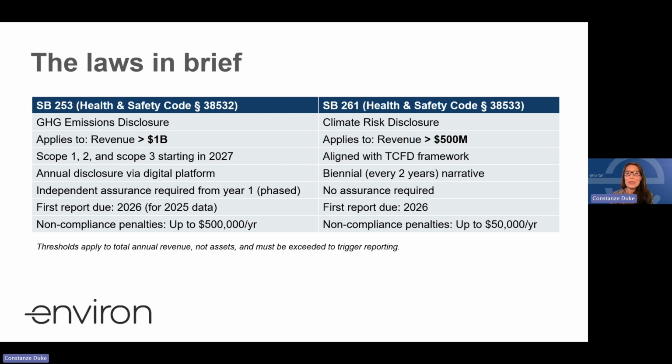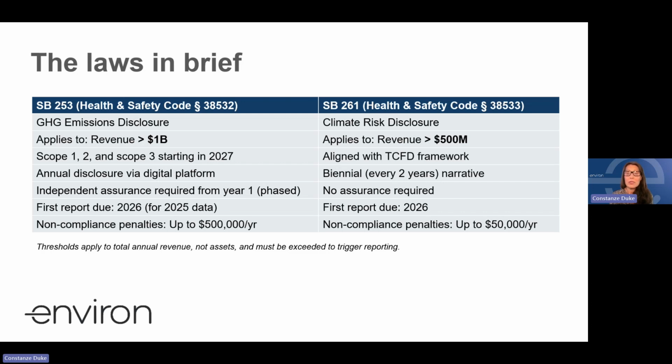SB 253 is an emissions disclosure only rule for companies exceeding $1 billion in annual global revenues. For now, you'll have to calculate and report emissions from your direct operations and purchased energy, known as Scope 1 and 2 emissions. And then starting in 2027, you'll additionally need to report emissions that occur upstream and downstream of your direct operations. And those are known as Scope 3 emissions.